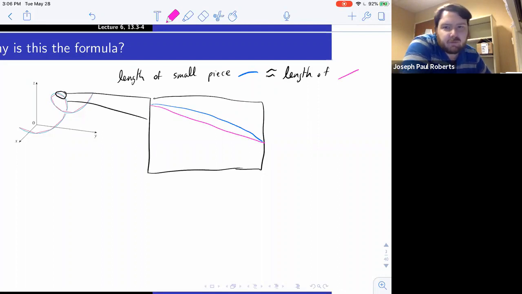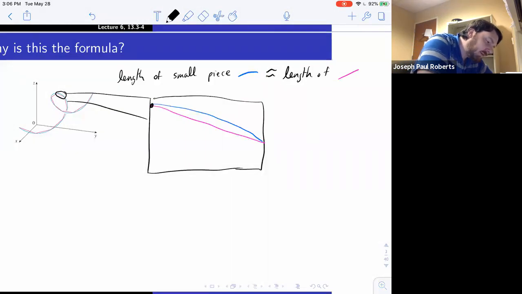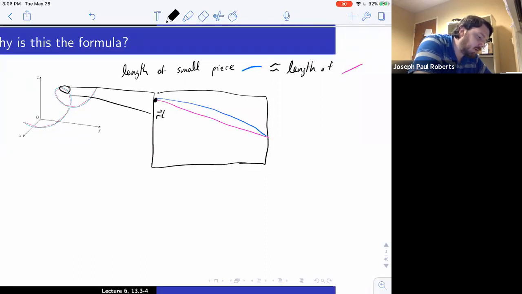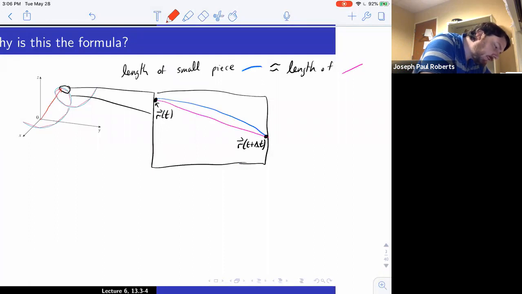So the length of those two are approximately the same. And so then let's see if we can figure out how long the pink line segment is. And so I guess let's say that this point here corresponds to the point with position vector, let's say r of t. And we'll say that this here is r of t plus delta t, where delta t is some small number. Maybe it's 0.1 or something like that. So drawing that in on this picture, this position vector is r of t, and this position vector is r of t plus delta t.